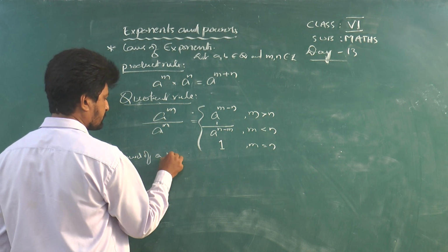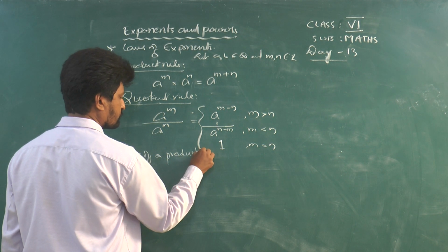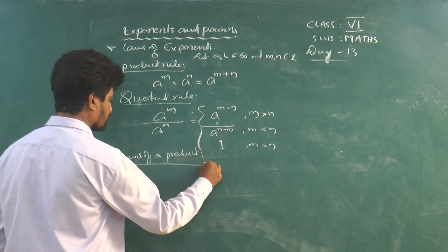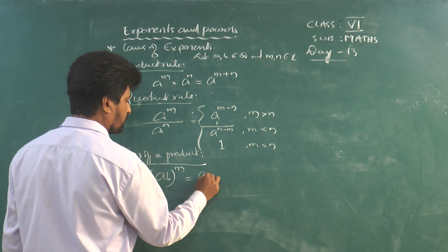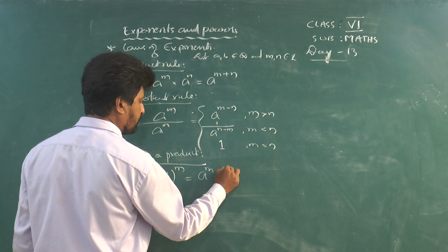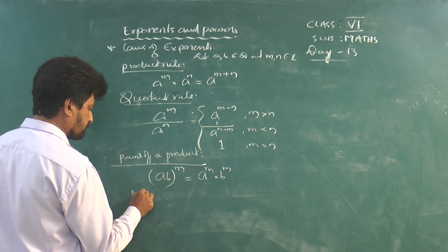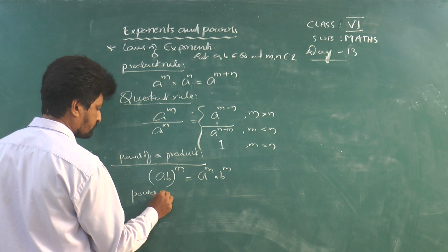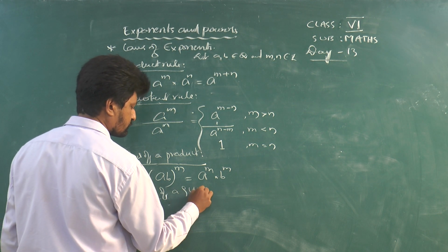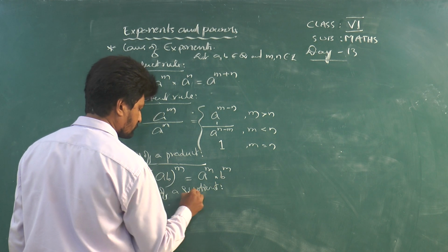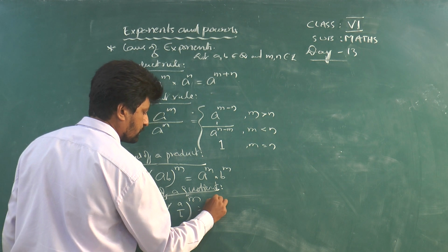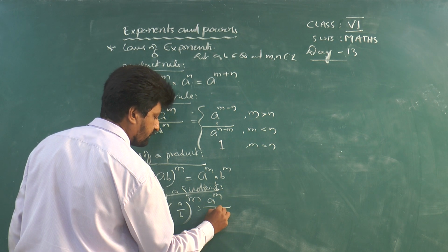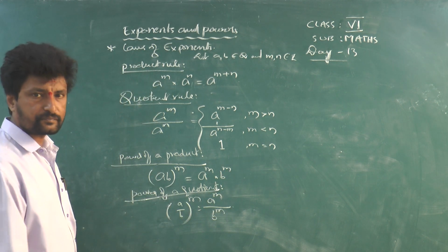power of a product. This is the product, for that I am taking the power. ab whole to the power of m, we can write as a to the power of m into b to the power of m. And next, power of a quotient. That one, a by b whole to the power of m is equal to a to the power of m divided by b to the power of m.